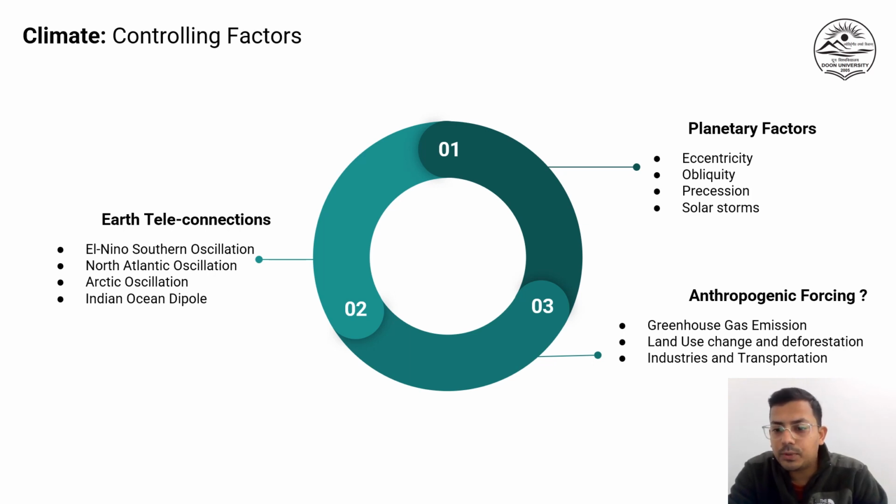Then anthropogenic forcing. The first one is greenhouse gas emission. The second one is land use change and deforestation. The third one is industries and transportation. We all know the first one, like the chlorofluorocarbons, which we release through fossil fuel burning and through our home appliances, which when they reach the stratosphere react with ozone and result in ozone depletion.